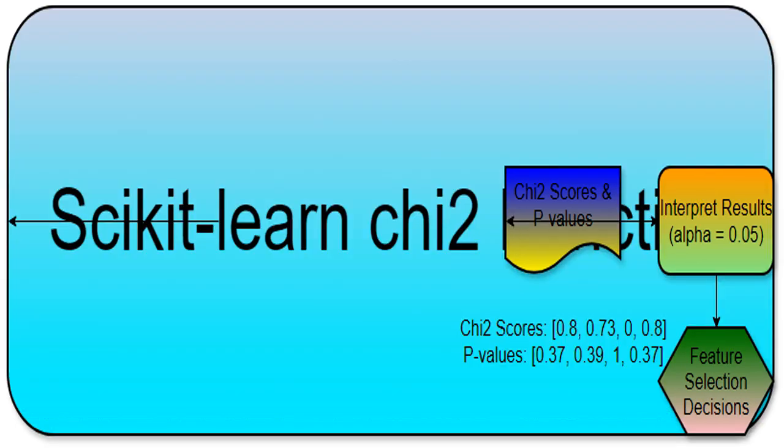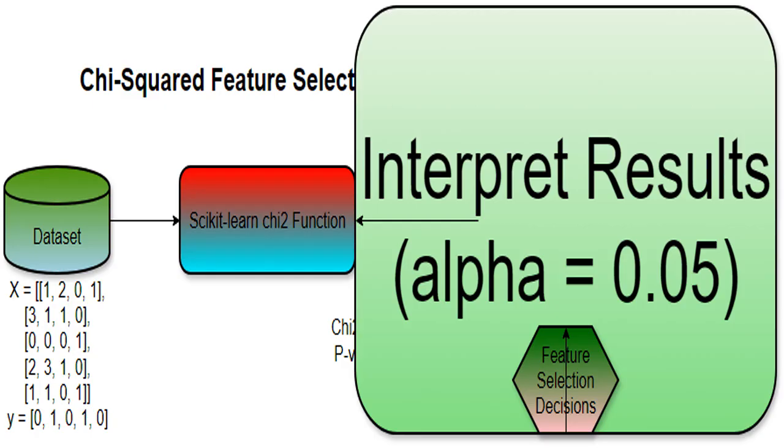Here are the results from running the chi-squared test. The chi-squared scores tell me the strength of association between each feature and the target. The p-values tell me whether the association is statistically significant, based on the selected significance level. Remember, a low p-value indicates a stronger association. I'm using a significance level, alpha, of 0.05.